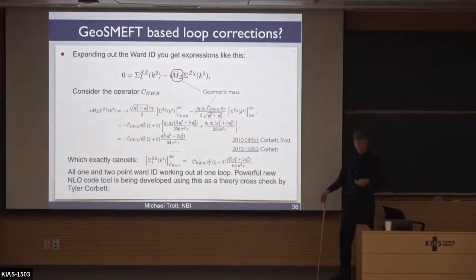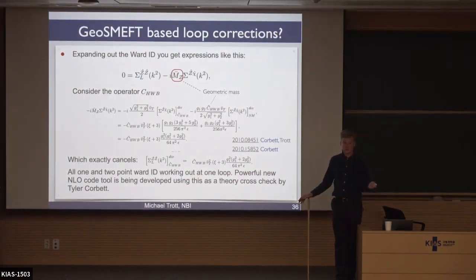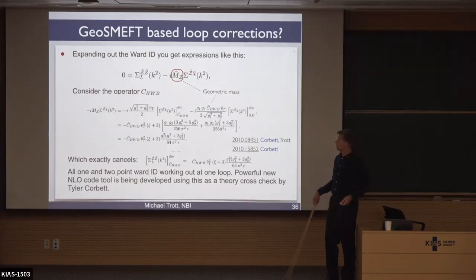So when you see something like that, it's really cool, right? And it works at tree level, but you should always check at one loop. I mean, you know it's going to work, but you should always actually do the hard work and check at one loop. So we've done that check as well, and you can see that that sort of relationship is working.